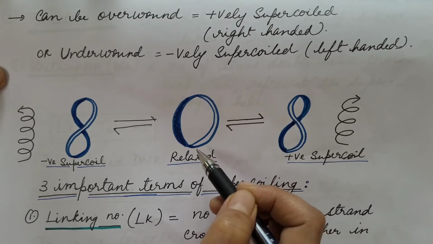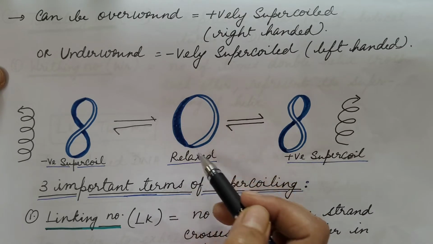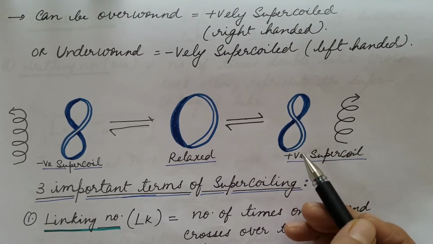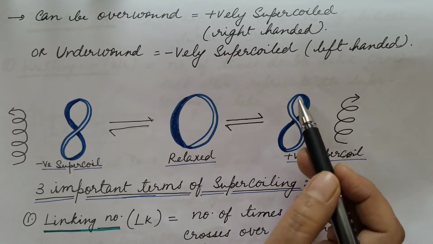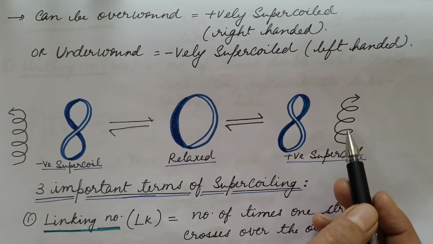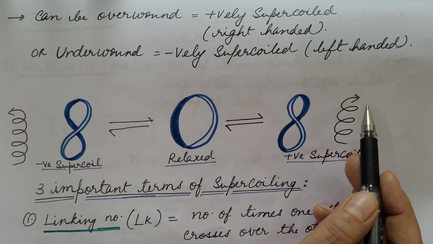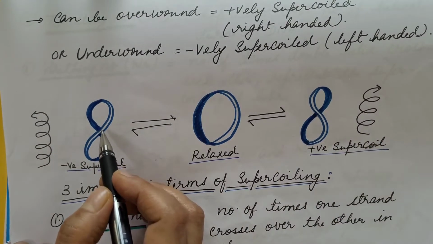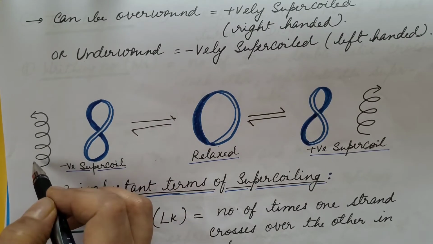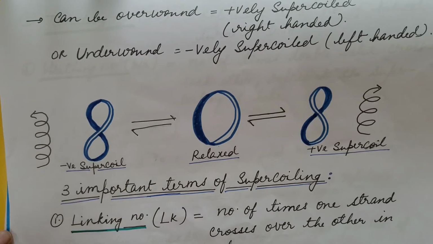So when the torsion or tension develops due to the separation of the strands, because the DNA is constrained, the DNA is twisted upon itself. It is known as supercoiling. Here it is positively supercoiled or overwound, and the direction of the supercoiling is right-handed or clockwise. Here it is negatively supercoiled or underwound, and the direction of the supercoiling is left-handed, that is anti-clockwise.